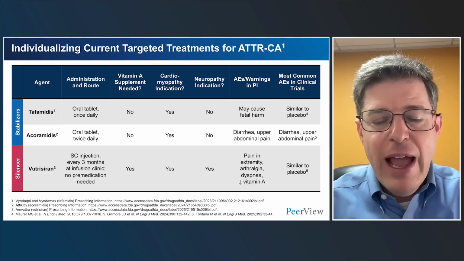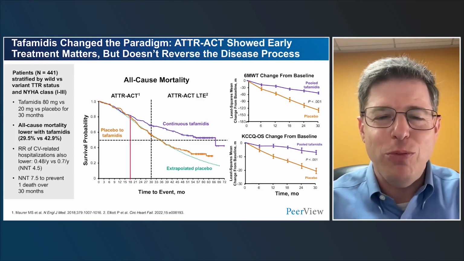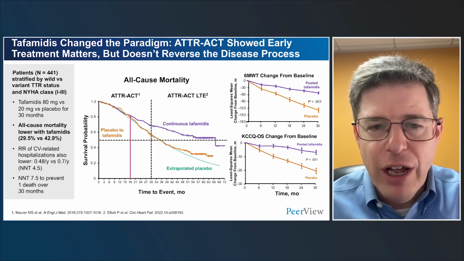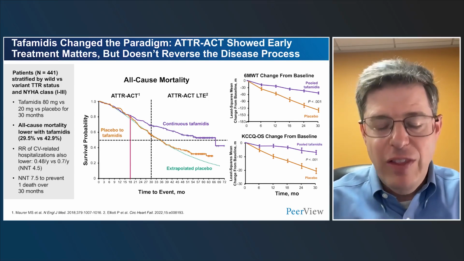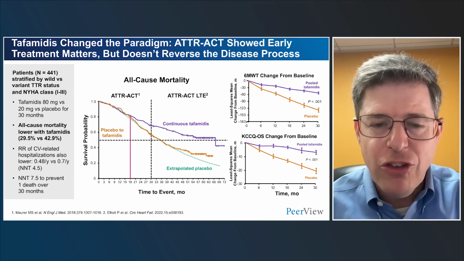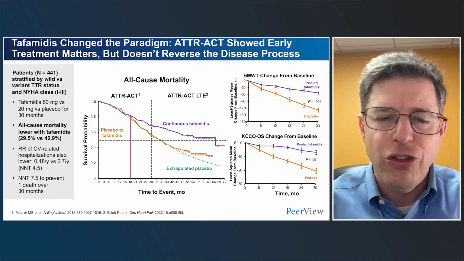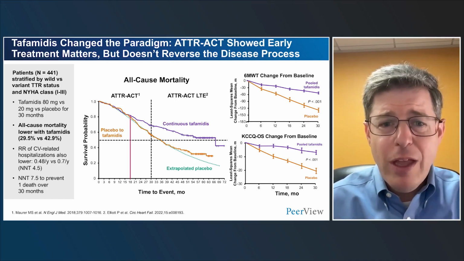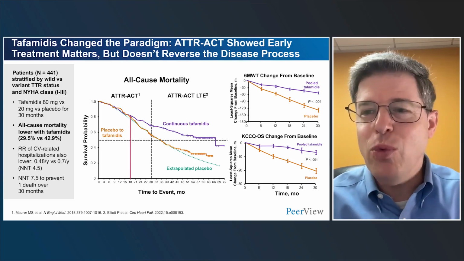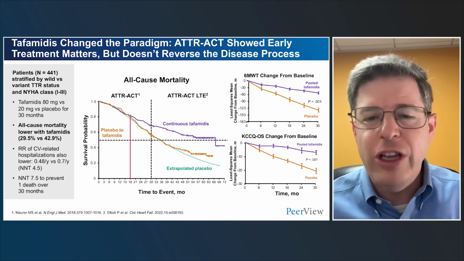I'd like to start here with the original agent that was proven in ATTR cardiac amyloidosis, and that is tafamidis. It really did change the paradigm. What you can see is that in the ATTRACT study, which was the double-blind, randomized, placebo-controlled phase 3 trial of tafamidis, there were really dramatic differences. You see all-cause mortality on the left, here also combined with the long-term extension study. While it took about 18 months or so for the curves to separate, once they separated, they really separated. You saw that earlier for cardiovascular hospitalizations, and even earlier, as we can see, with 6 minute walk and KCCQ.